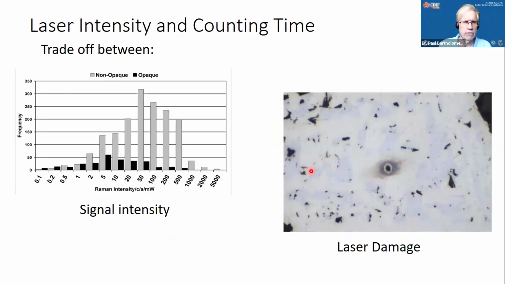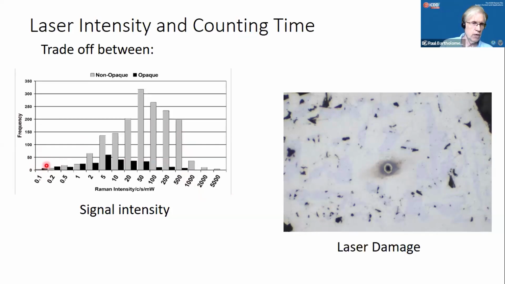Laser intensity and counting time. Here we have a trade-off. And again, this is for minerals. On this graph on the left, the most important thing to look at is the relative signal intensity from different mineral species. It ranges from 0.1 on this scale to 1,000 on this scale, literally 4 orders of magnitude. So you have to be prepared to deal with a wide range of signal strengths.